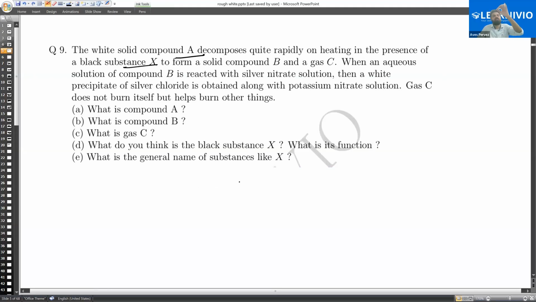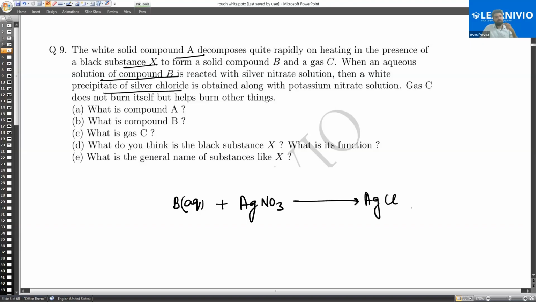let it be. We do not yet know which one it is, so let us assume potassium chlorate. It says that when an aqueous solution of compound B, whatever compound B is, is treated with silver nitrate, AgNO3, then it gives a white precipitate of silver chloride, AgCl, along with potassium nitrate solution. It is a precipitate solid along with potassium nitrate, KNO3.